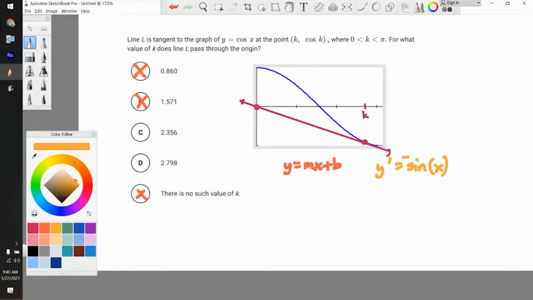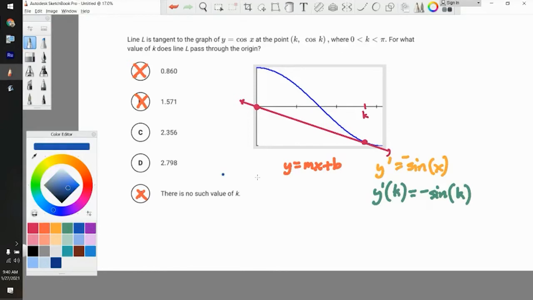Any x value I want, and it tells me the slope at that point. We don't actually need the slope for this one. We need the k value. So we want to find the slope at k, essentially, because we need the equation at k. So that's what I'm going to do. I'm going to plug in a k, so it's y prime of k, into this equation, and you're going to get negative sine of k.